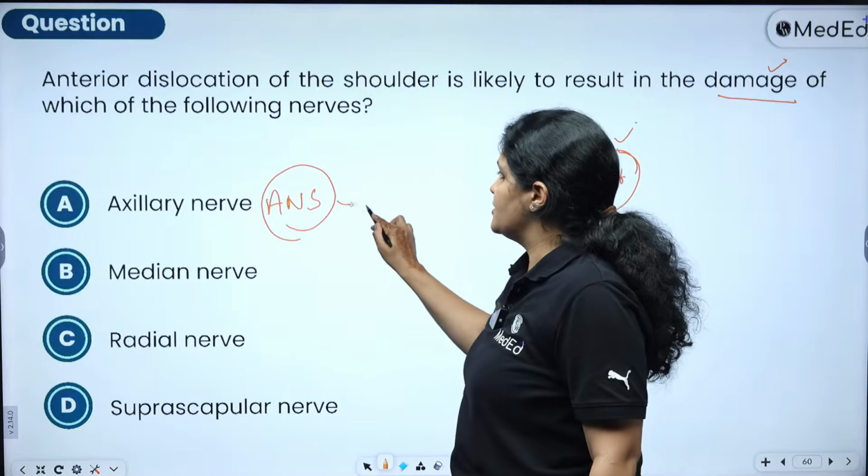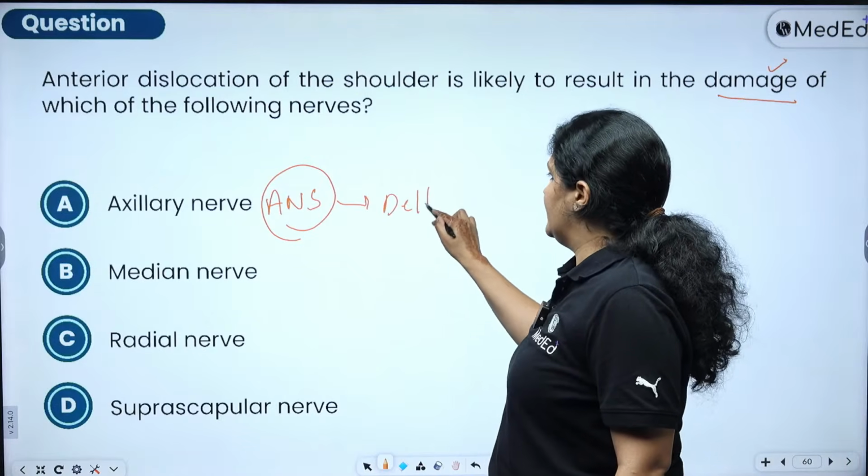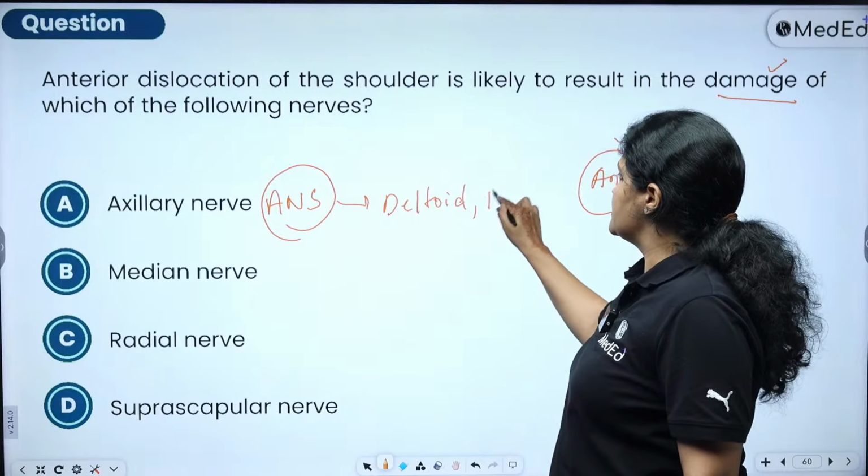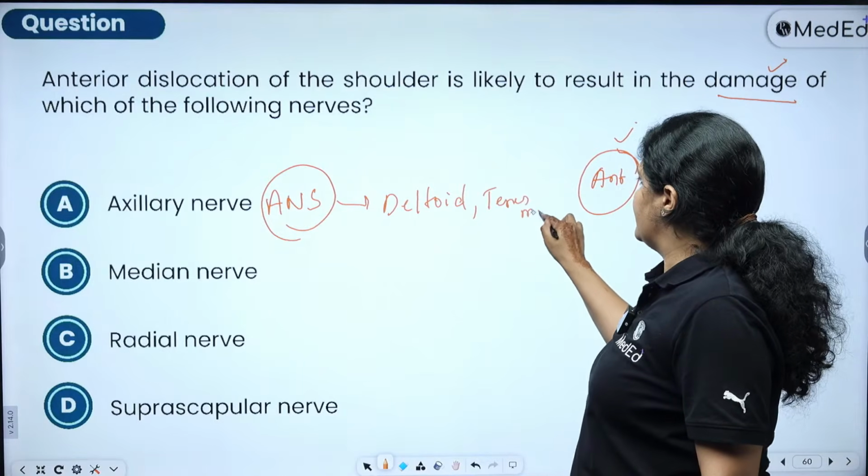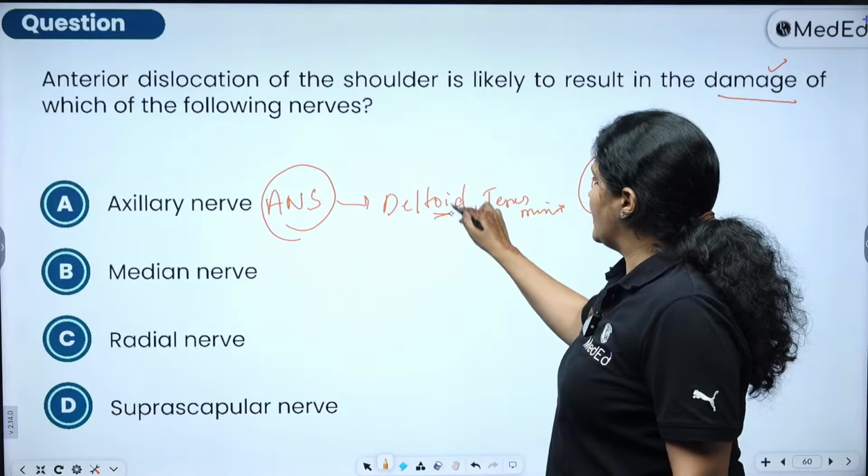So what does the axillary nerve supply? The axillary nerve supplies the deltoid. So deltoid and your teres minor. Okay, it supplies teres minor and the deltoid. And here what happens here?